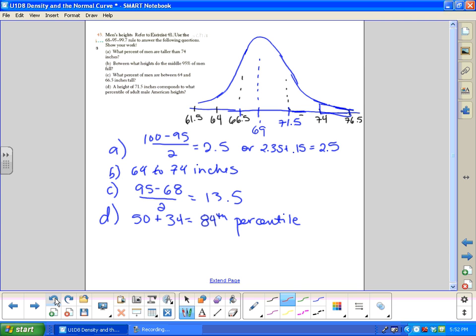But one of the things that I like to remember when I'm doing these types of problems is that 50% is always to the left of the mean and the right of the mean. Because remember, we have a perfectly symmetric distribution, which means the mean and the median are in the same place. So that means that we're going to have 50% to the left of 69 and 50% to the right. So I just took all the way up to 69 and it was 50. And then I knew that right here between 69 and 71.5 was 34. So I get the 84th percentile when I add those two things together.